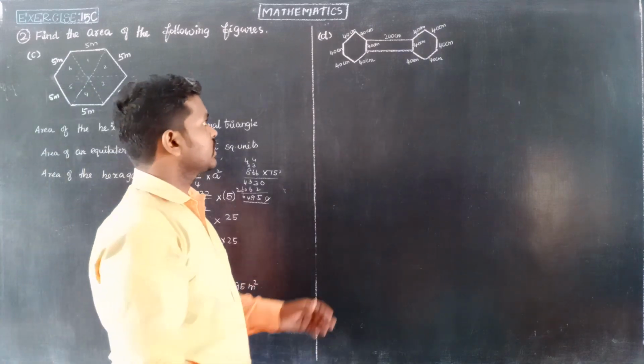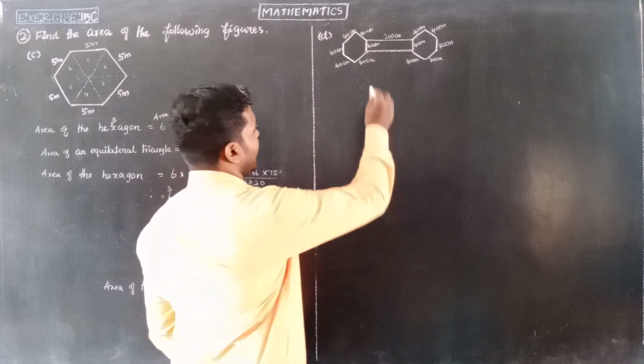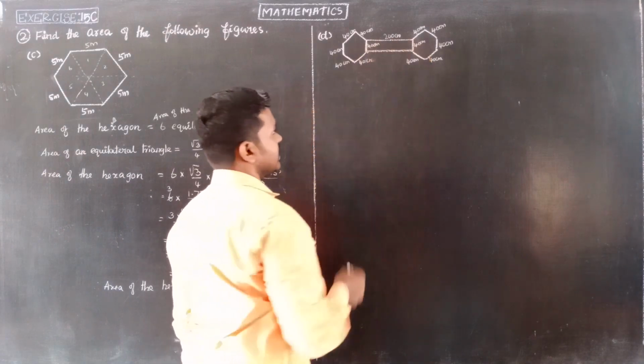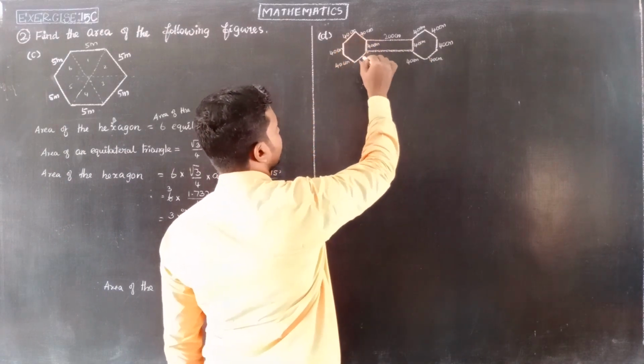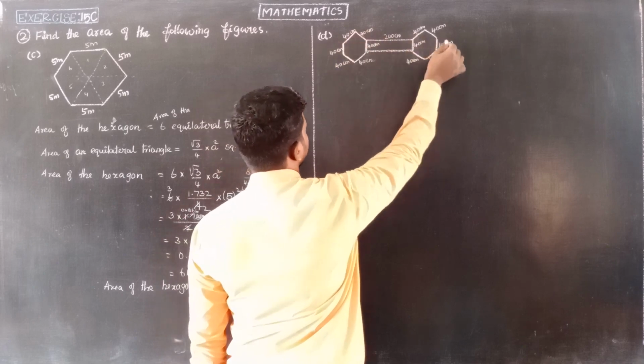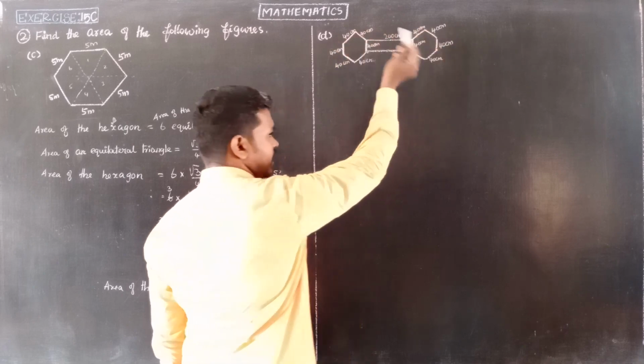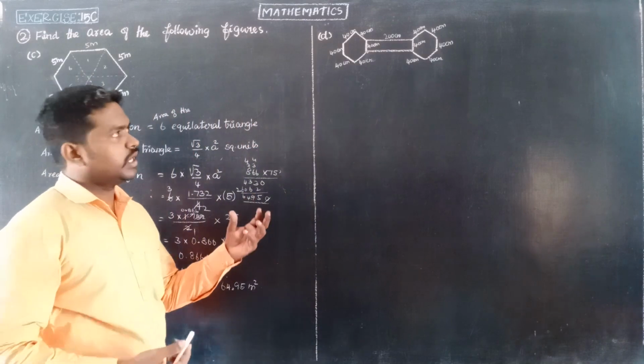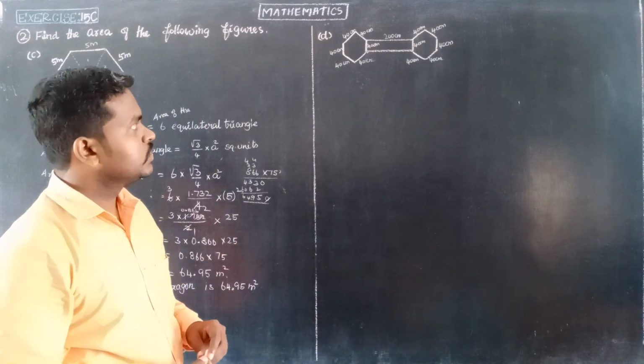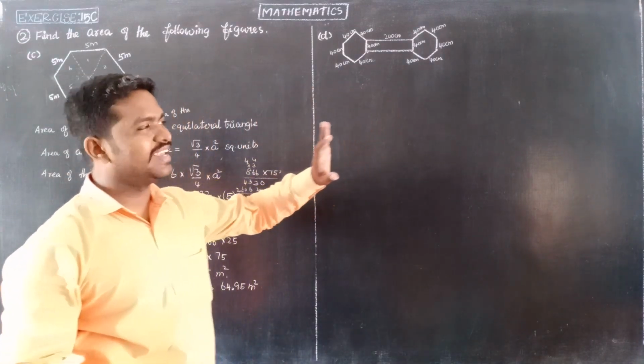The next one, subdivision D. Here, two hexagons are met at the two edges of a rectangle. So 1 2 3 4 5 6, 6 sides here, and here also 6 sides. So two hexagons are joined at the two bases of the rectangular shape. So we are going to find the area of the figure of the overall region.